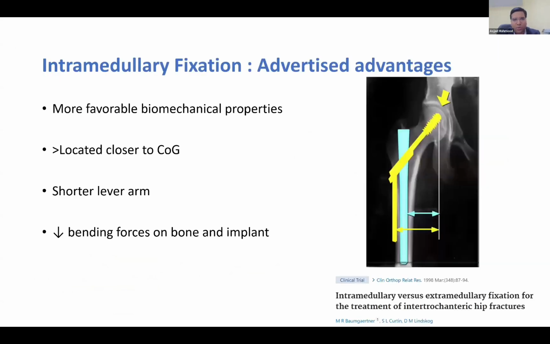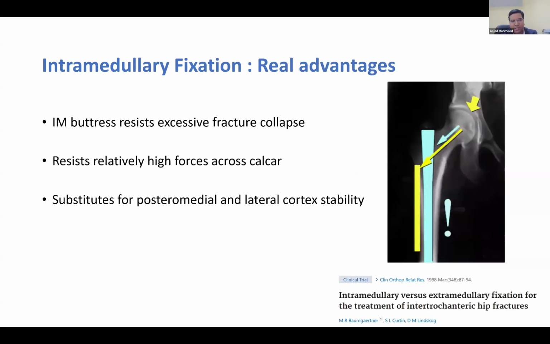What are the options for lateral wall blowout or lateral wall combination? There are intramedullary fixation implants, which have the advantage of more favorable mechanical properties. They are closer to the center of gravity and have a shorter lever arm, so the bending forces on the bone and the implant are less. The real advantages, which are not advertised, are that intramedullary implants provide an intramedullary buttress that resists excessive fracture collapse. They also resist the relatively higher forces across the calcar and substitute for posteromedial and lateral cortex stability.